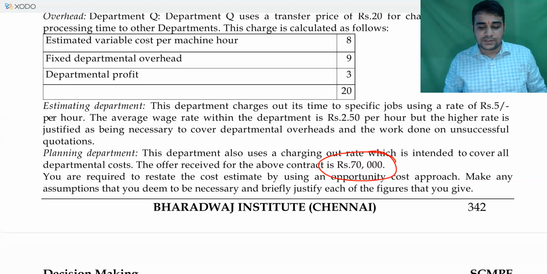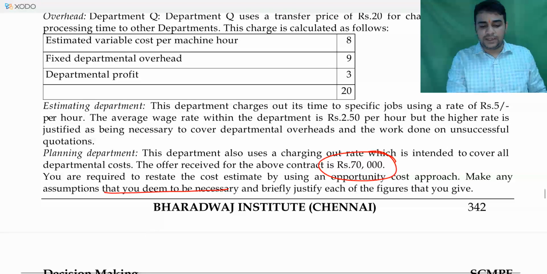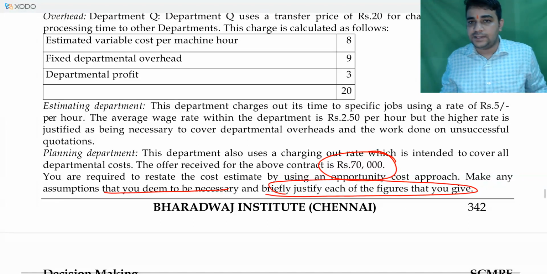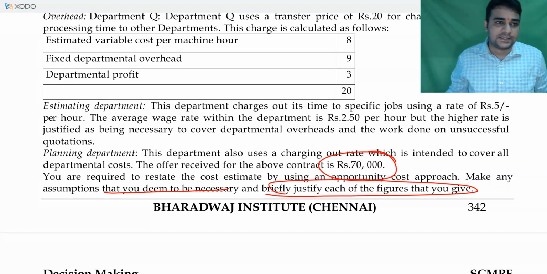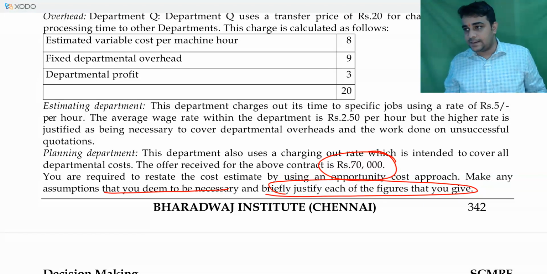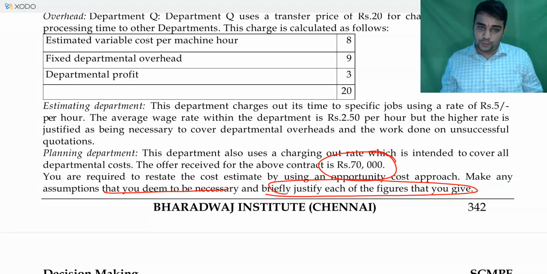Let's start. They have said, make any assumptions that you may deem to be necessary and briefly justify each of the figures. If they give something like briefly justify each of the figures, you will have to write an explanation on each of the adjustments. Maybe a small explanation would also do, but an explanation is expected in the exam solution as to why you are including it or why you are excluding it. Either way, you may want to include it or you may want to exclude it.